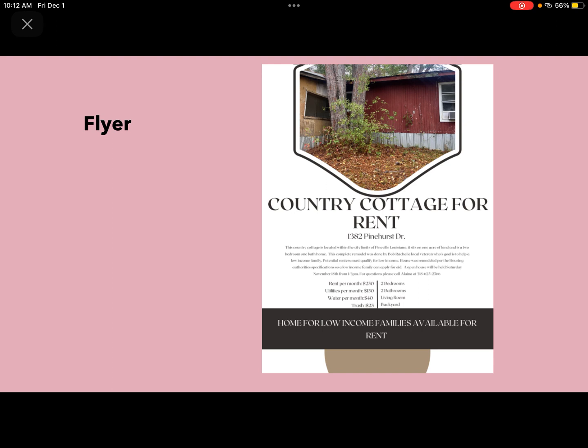And then it was for potential candidates have to qualify for low income. So as you can see here, we have the rent, utilities, and water that was discussed. It is in the city limits of Pineville, so that was a great selling aspect for those that wanted to be within those school districts.